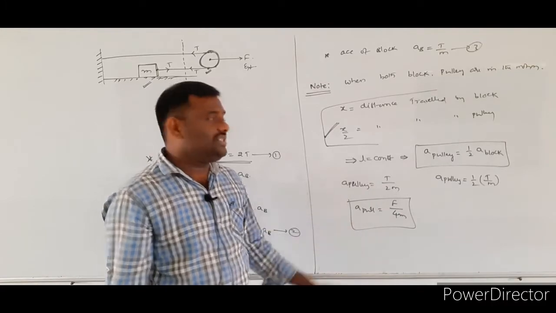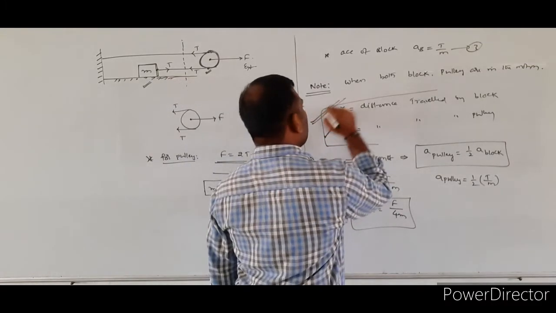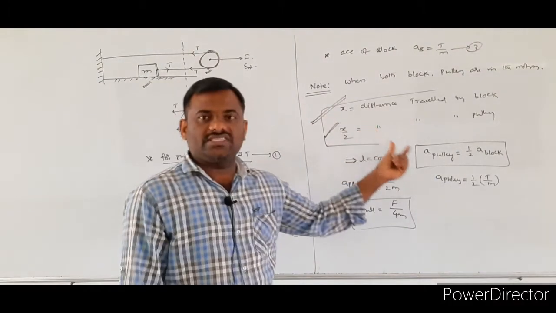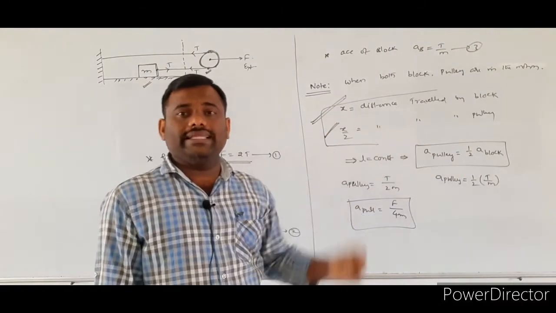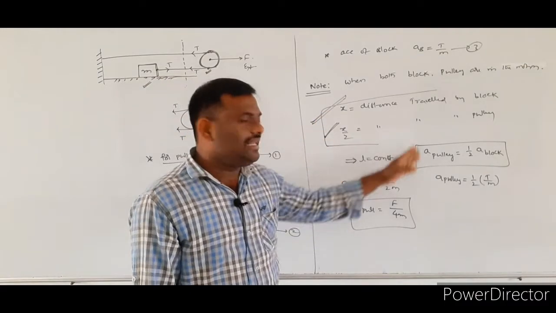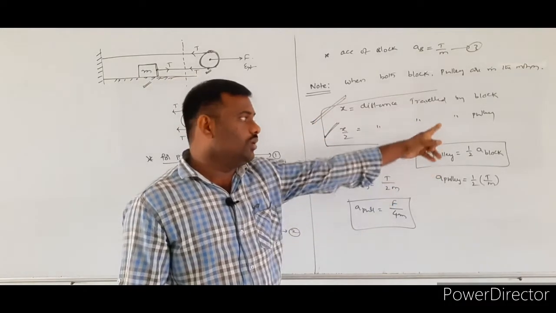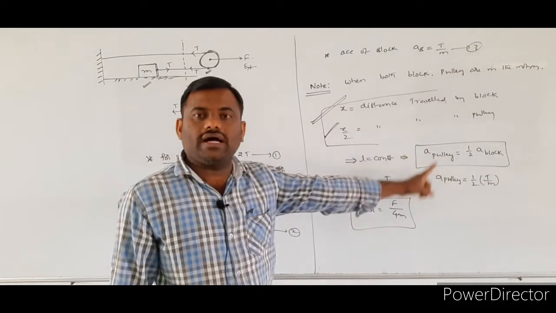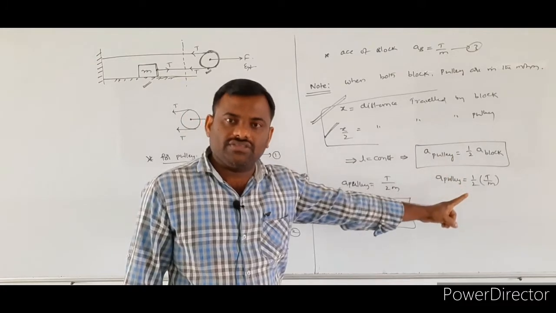Very important application. So this point we have to remember. What is that? If a block is moving through a distance of x, the distance covered by the pulley is equal to half of the distance covered by the block, and acceleration of the pulley is equal to half of the acceleration of the block. Acceleration of the pulley is equal to what? Half of the acceleration of the block.